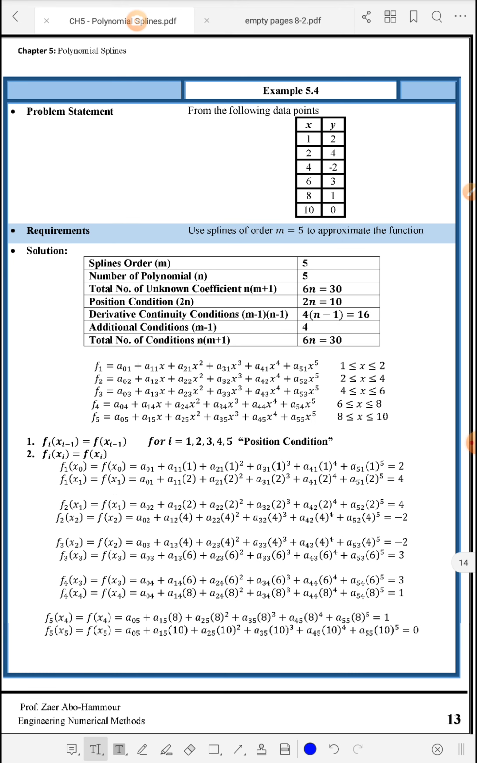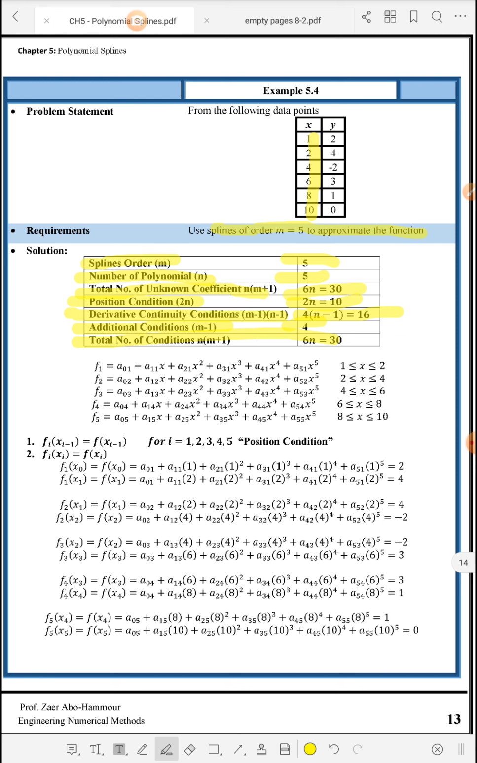So let us continue and take this example, which has a larger number of data points. Okay, we have 6 data points, and we want to construct a spline of order 5. Since the number of data points is 6, the number of polynomials will be 5, and the total number of unknown coefficients will be 30. Among them will be 10 position conditions, 16 derivative continuity conditions, and 4 additional conditions of order m-1, in total 30 unknowns.